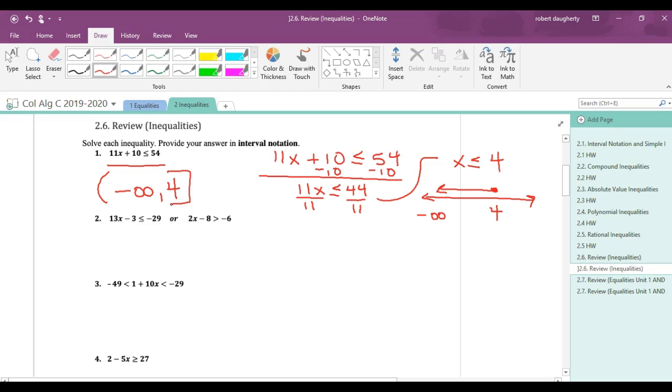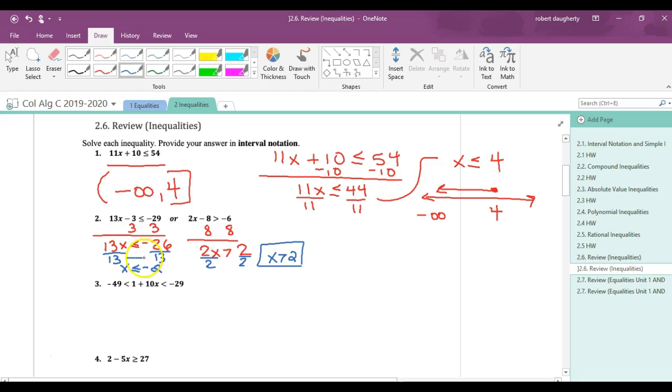Next, we see a compound inequality. So you treat this as two separate problems. So if I add 3 to both sides in this first one, I get 13x less than or equal to minus 26. If I divide both sides by 13, I get x less than or equal to negative 2. Then if I look at the other inequality here, if I add 8 to both sides, I get 2x is greater than 2. And then I divide both sides by 2. And I get x is greater than 2.